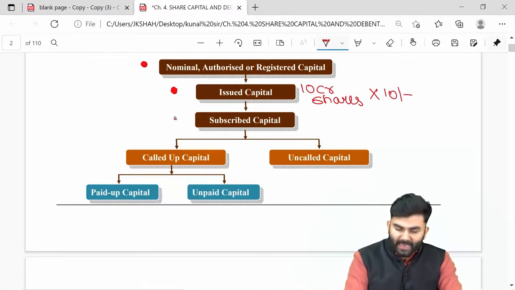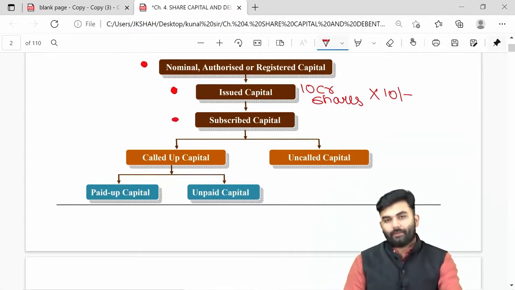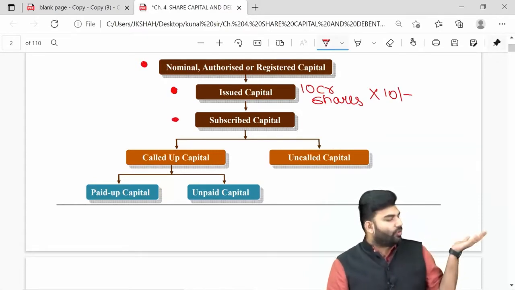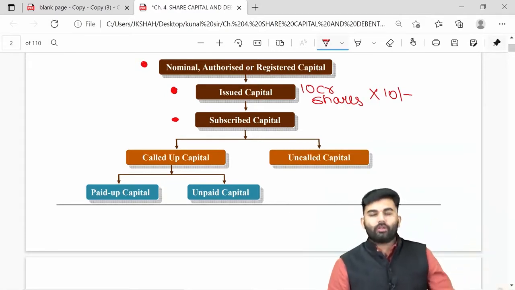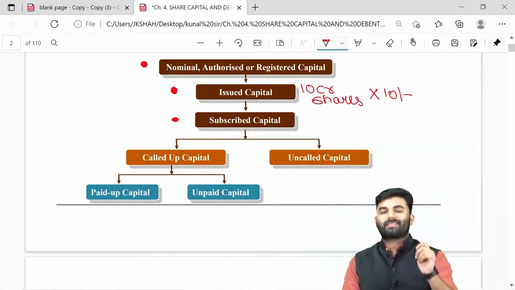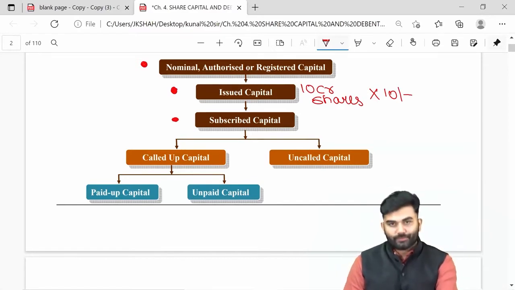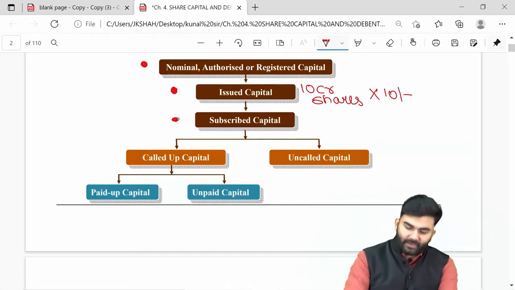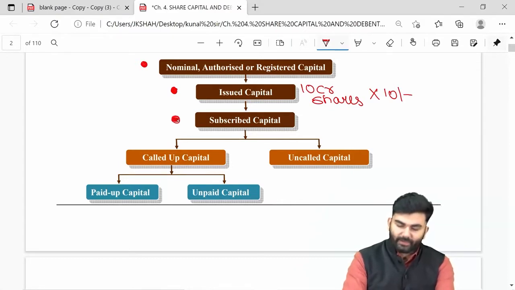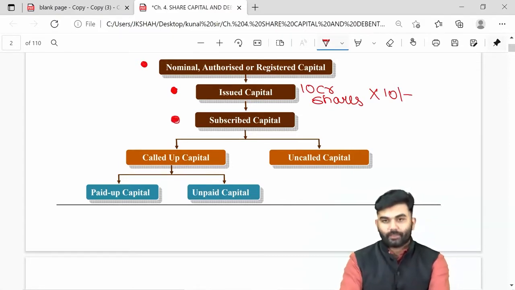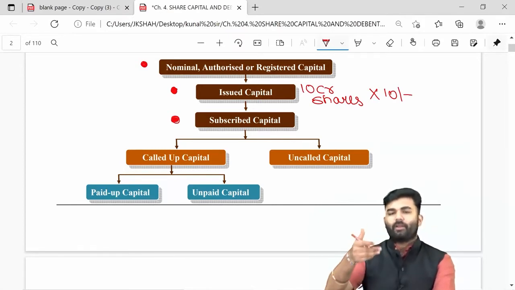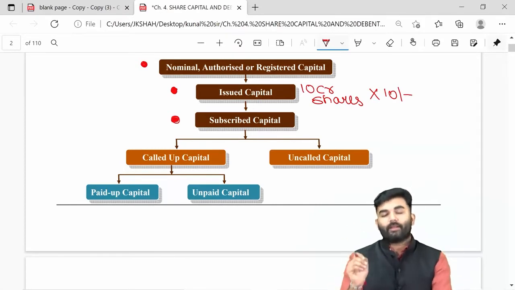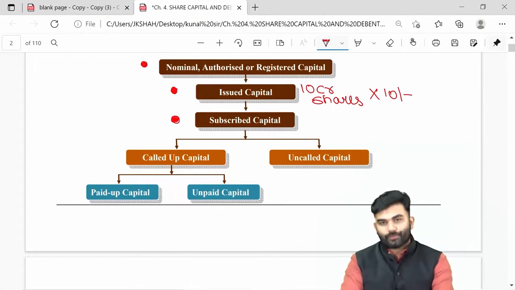For example, the entire issue got subscribed. Whatever shares were issued by the company, all those shares were subscribed by the investors. See, the minimum subscription has to be 90%, but over here it is 100%. If there is an oversubscription, then the allotment will be done on a pro rata basis, which we have already understood in our accounts.